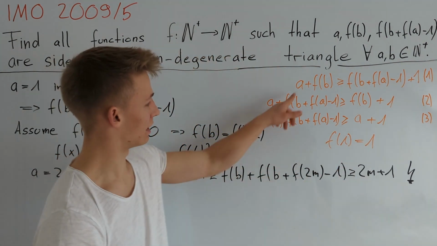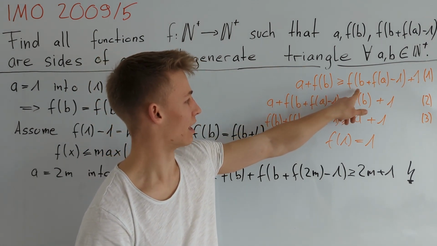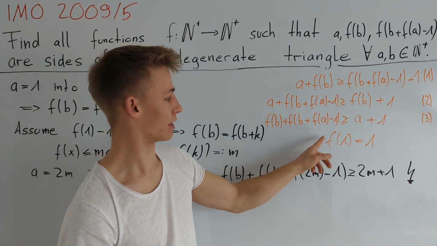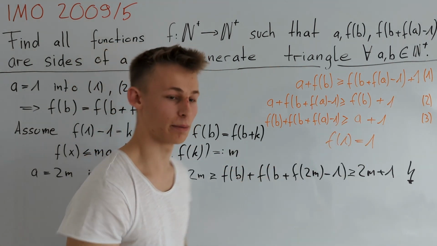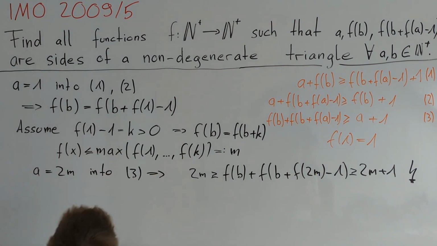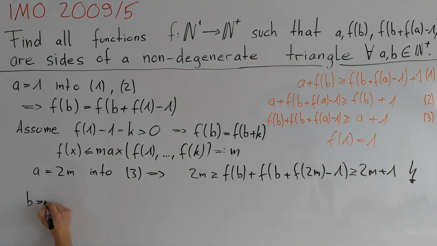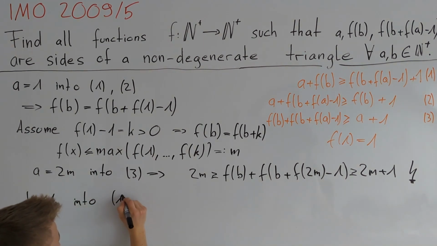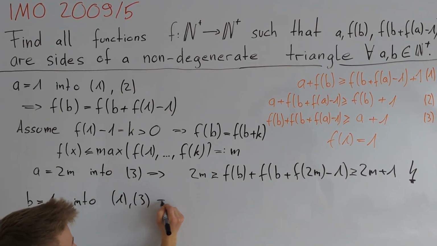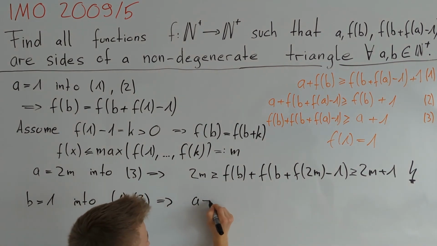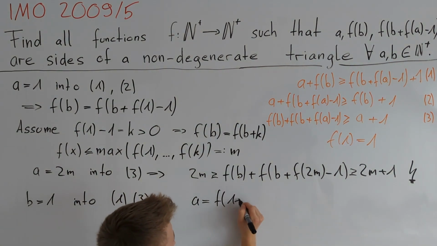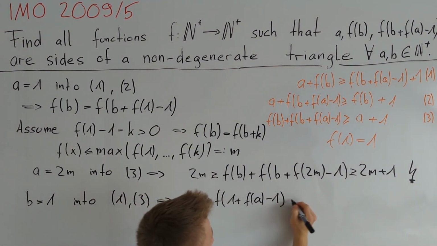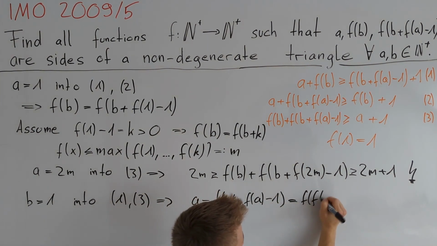And then we have that a is greater than or equal to f of 1 plus f of a minus 1, and this is again greater than or equal to a. Therefore, we must have equality. So we get that b equals 1. Plugging this into the inequalities 1 and 3 yields that a is equal to f of 1 plus f of a minus 1, and this is equal to f of a.